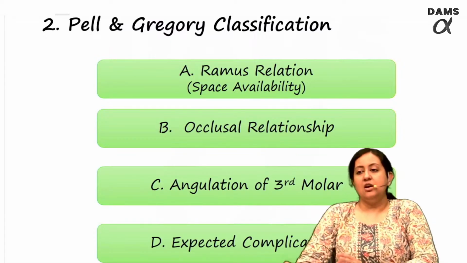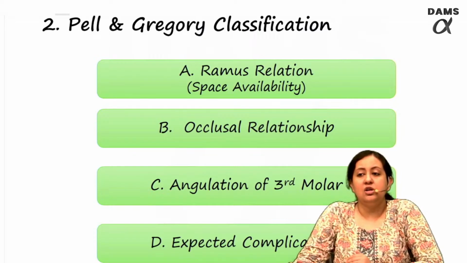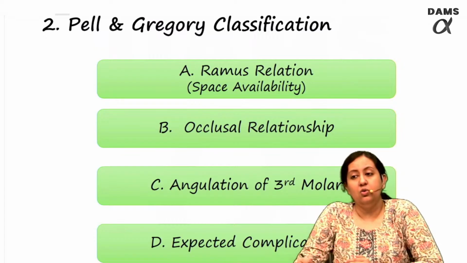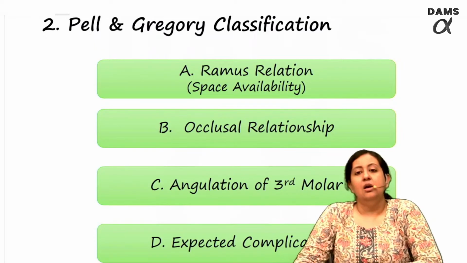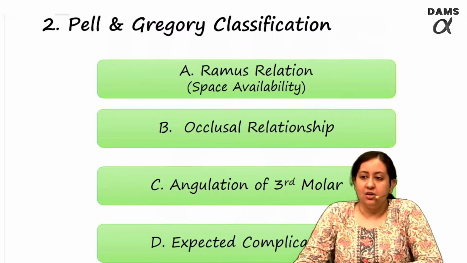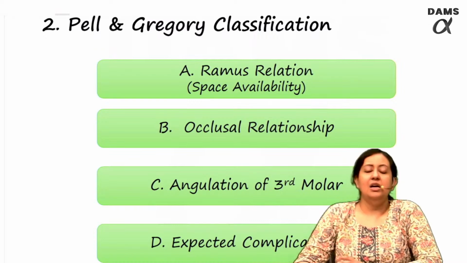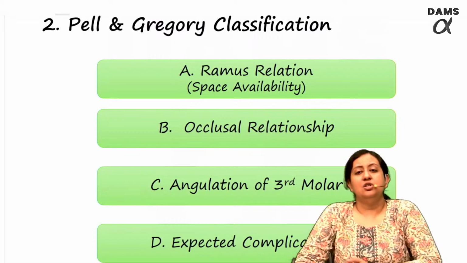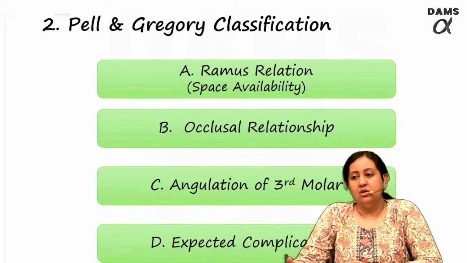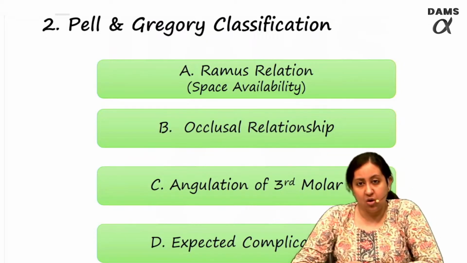The second component of this Pell-Gregory classification is occlusal relationship. So how is the third molar occlusally placed in relation to the second molar? The third one is angulation of the third molar, which is similar to your Winter's classification, and D is the expected complications. We will be just looking at components A and B over here. They are the most important and many times asked in your exams.